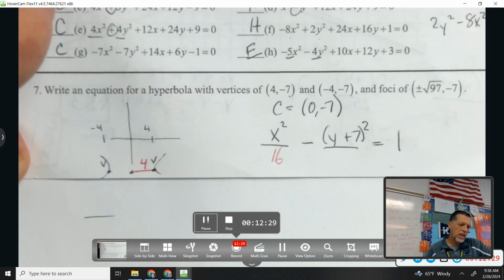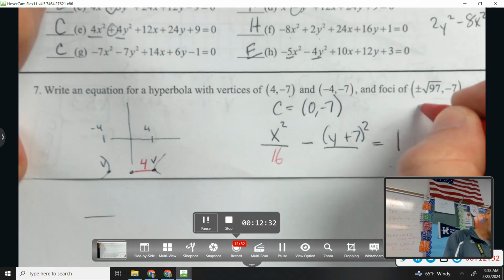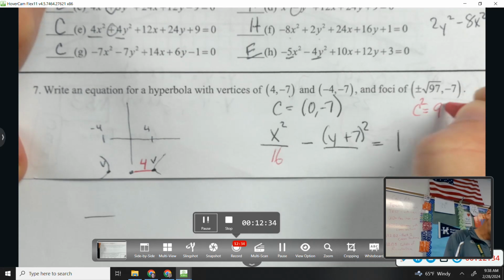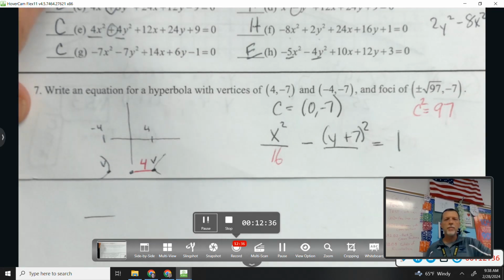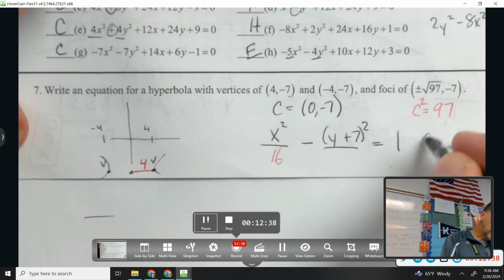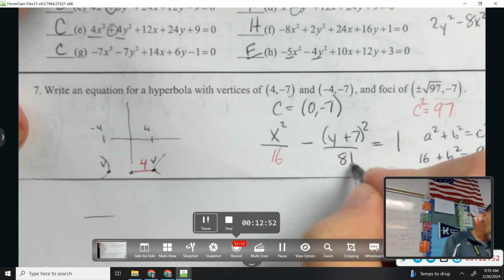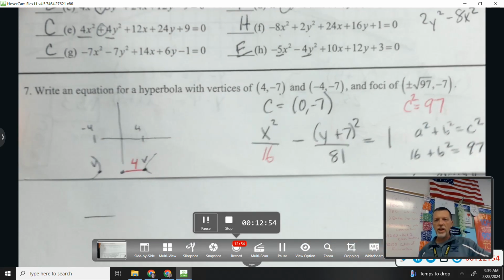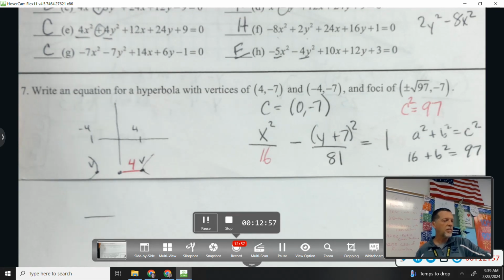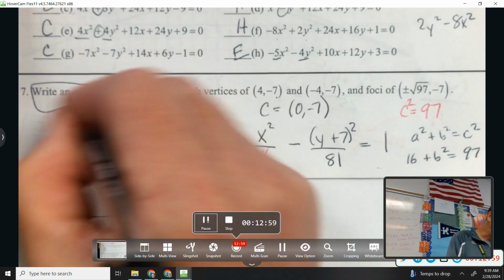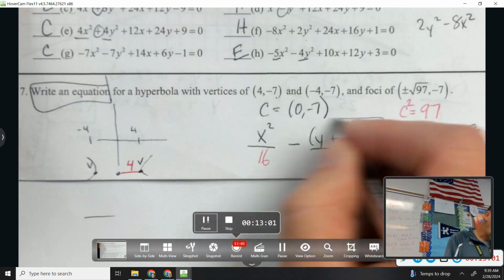Foci of, well, that's just a way of telling me that c squared is 97. So a squared plus b squared equals c squared. 16 plus b squared equals 97. So b squared equals 81. And then let's double check and make sure we answered the right question, because I almost missed that on number 5. Write an equation. Yes, I did that.